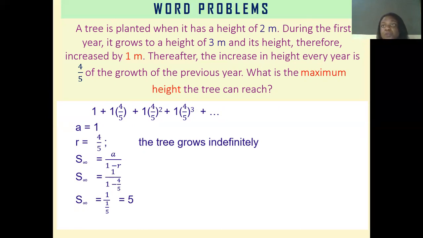So if it was already 2 meters tall, then the new height should just be the addition of 5 to 2 meters. Okay, so we're going to get the answer now. So the maximum height is 2 plus 5. That's all.